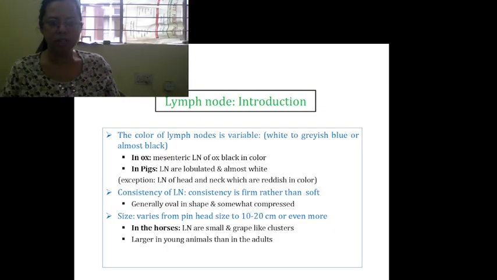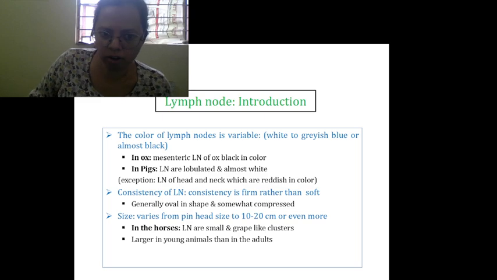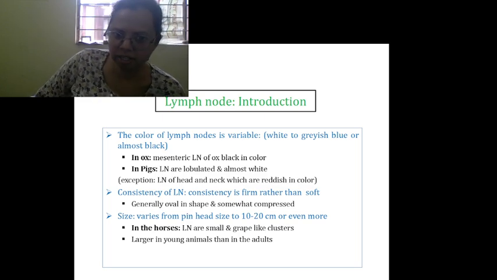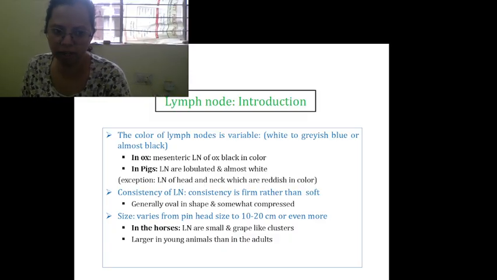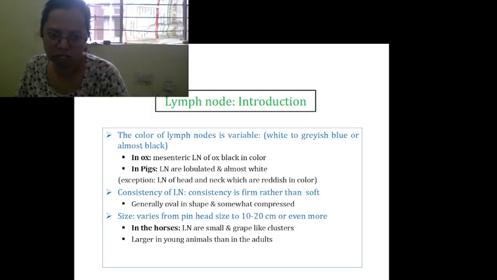Consistency of lymph nodes is firmer rather than soft. It is generally oval in shape and somewhat compressed. So lymph nodes are compressed and oval. In horses, lymph nodes are small and grape-like clusters, larger in young animals than in adults.